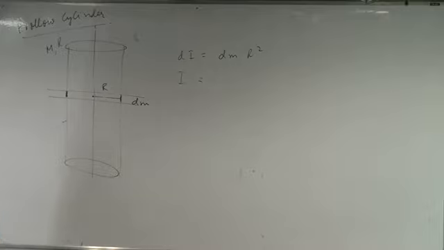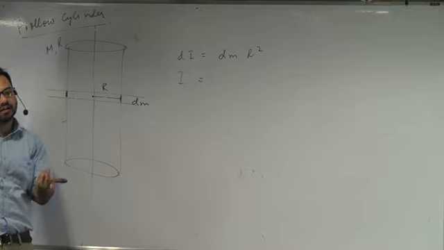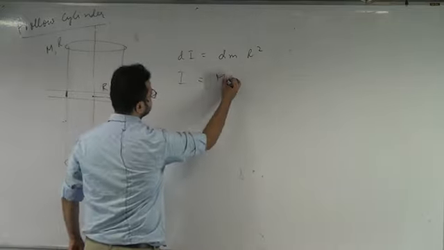ठीक है. Now if you integrate this, what are the constant terms? Is r a constant or a variable? It's a constant. You choose any ring, सबका radius क्या है? r. So that comes out. Then integral of dm. Done.